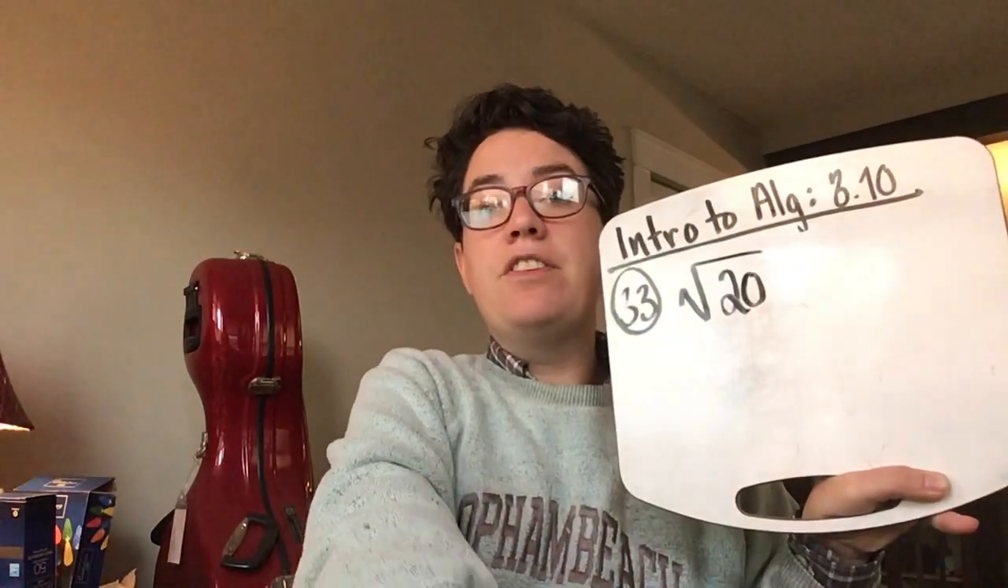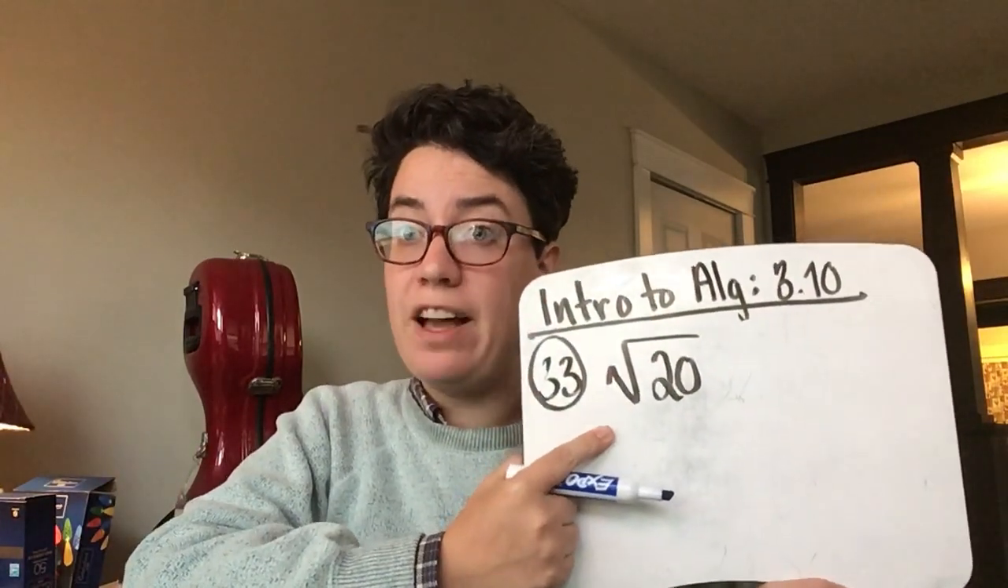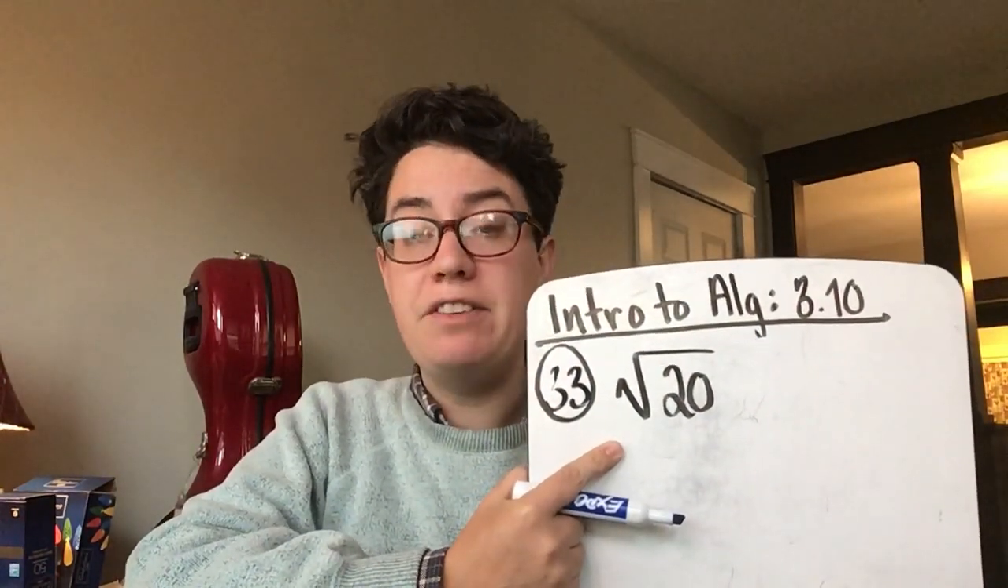So for 33, this is like the first part of the notes where it asks, classify what categories does this number fit into? And the number is root 20. Now, if this was root 25, this would fit into a lot more categories because root 25 is a perfect square. Root 25 is 5.